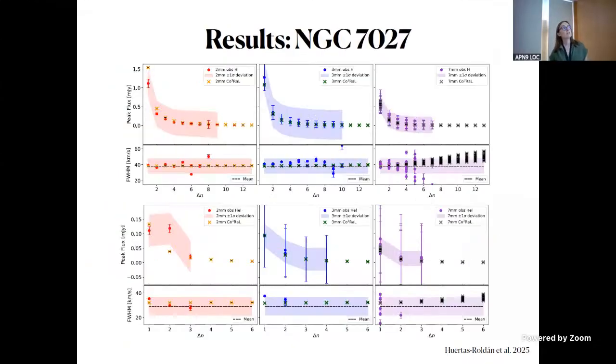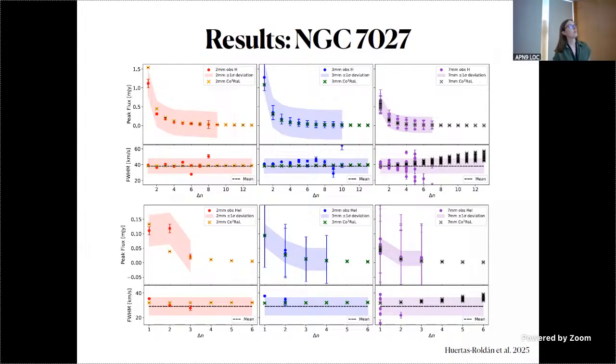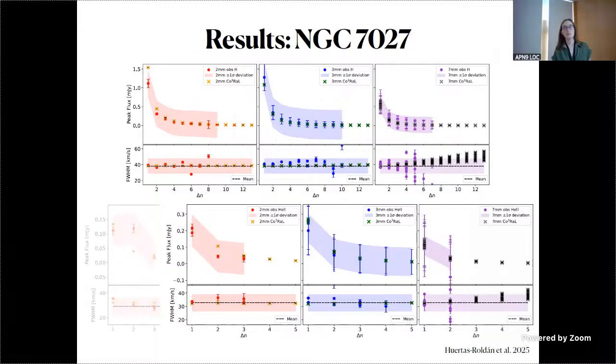In the case of NGC 7027, again, this is the summary of the results. Here on the top, the hydrogen results, here the helium-1, and as I said before, the helium-2 results.